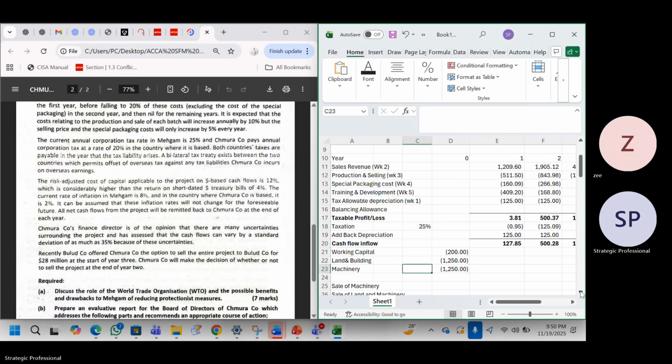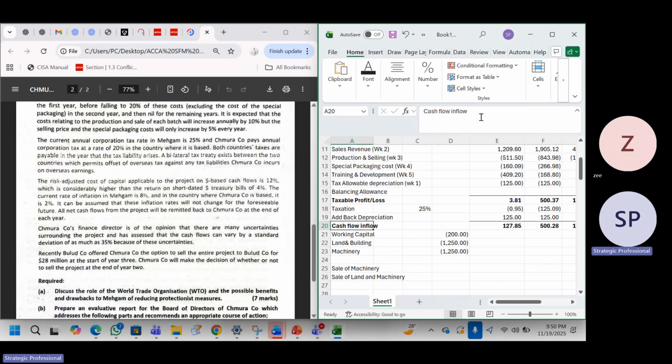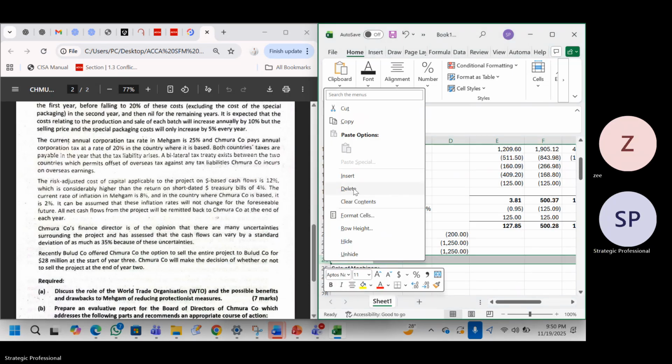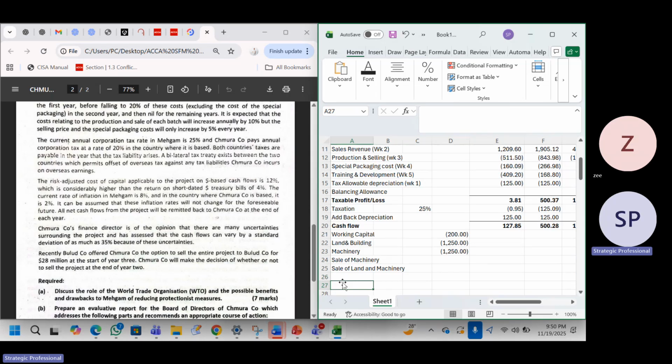So just leave it as cash flow. It's not inflow, because we also have inflow down there with the sales of the machinery. So we have these, right? Or you can say cash flow after taxation. Just put cash flow after taxation, because that's the cash flow you got after taxation. So you now come here. This is your final cash flow after your working capital and the initial investment. So this is your cash flow.